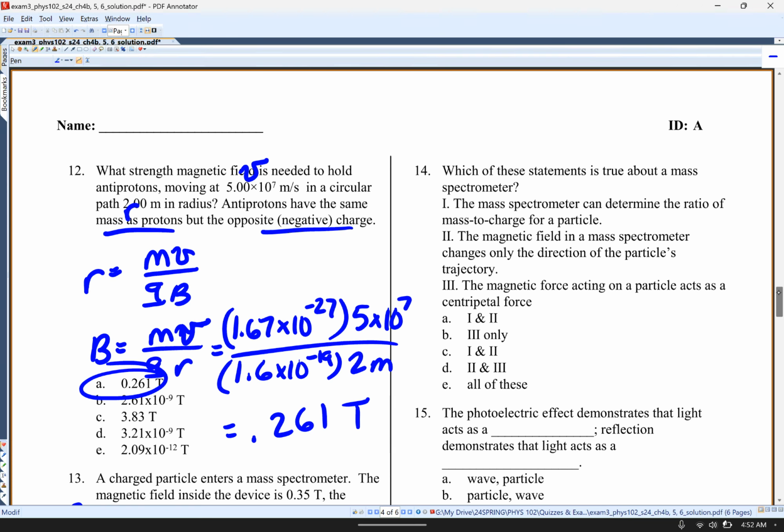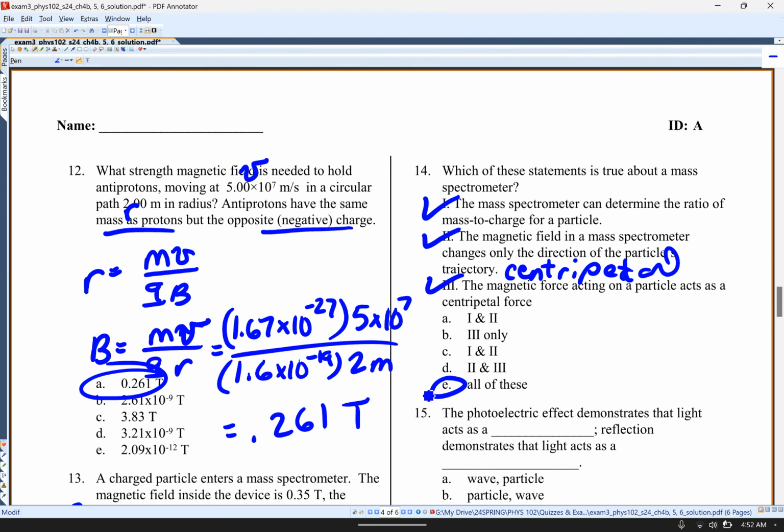Which of these statements is true about a mass spectrometer? It can determine the ratio of the mass to charge. Yeah, we've seen that several times in this exam. The magnetic field in a mass spectrometer changes only the direction of the particle's trajectory. That's right. It is a centripetal force, and centripetal forces don't change the magnitude of the speed, only the direction of the velocity. The magnetic force acts as a centripetal force. Yeah, so all of those are correct.